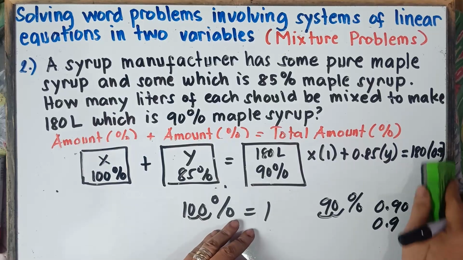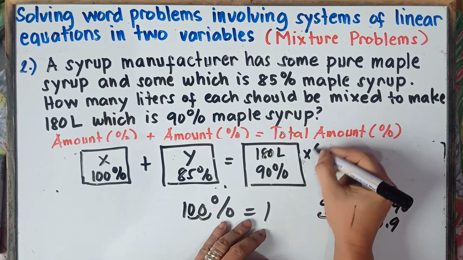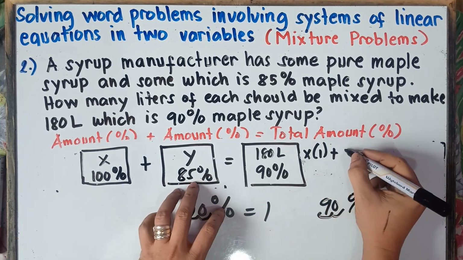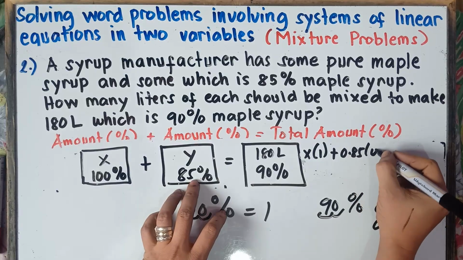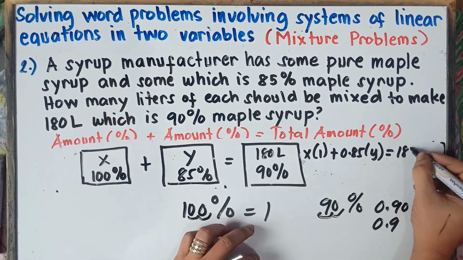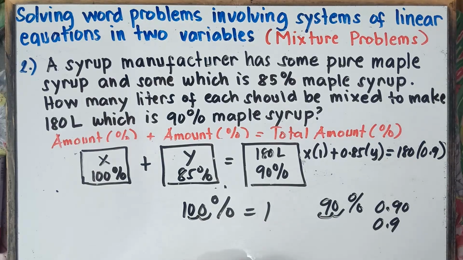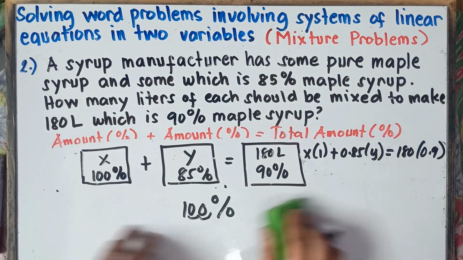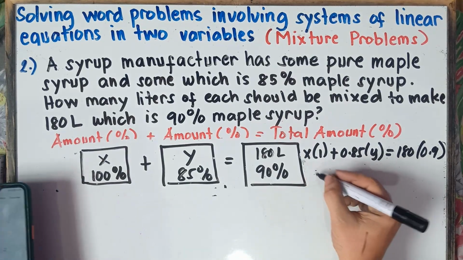So let me write it again because we don't have enough space. So this will be x times 1 plus 0.85 times y is equal to 180 times 0.9. 0.90 and 0.9 is just the same, class. Alright, so simply use your calculator. So x times 1, that would be x, 1x or x.